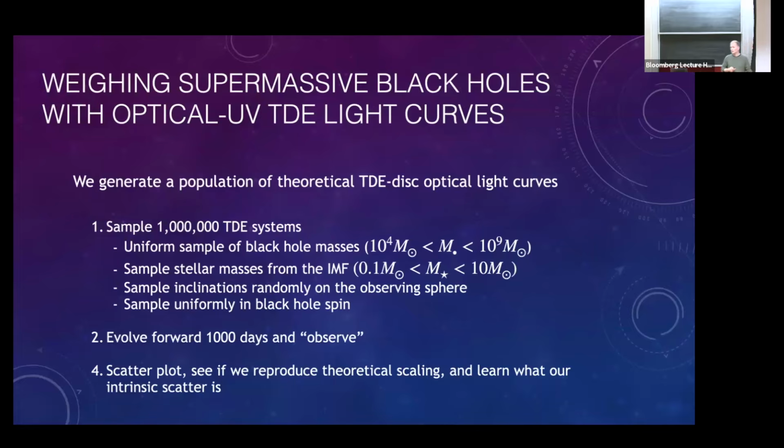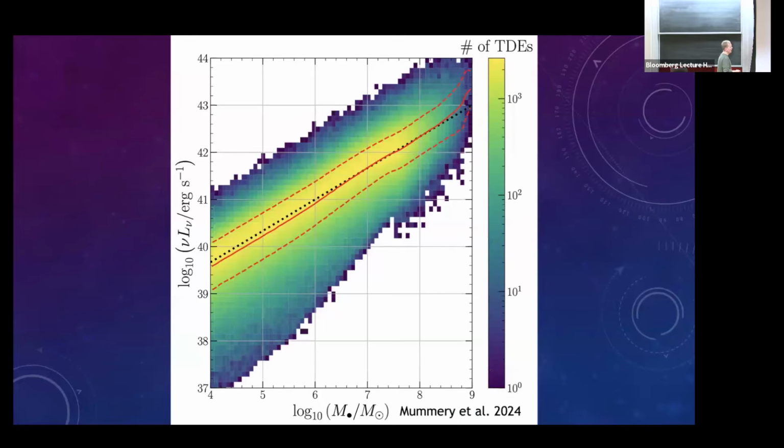So what are you assuming for the circularization radius? I just conserve specific angular momentum of the incoming star, given the mass loss. It's a specific angular momentum. And this is what you find. So this is then nu L nu at 1,000 days versus black hole mass. And the color is the log of the number of points in each pixel.